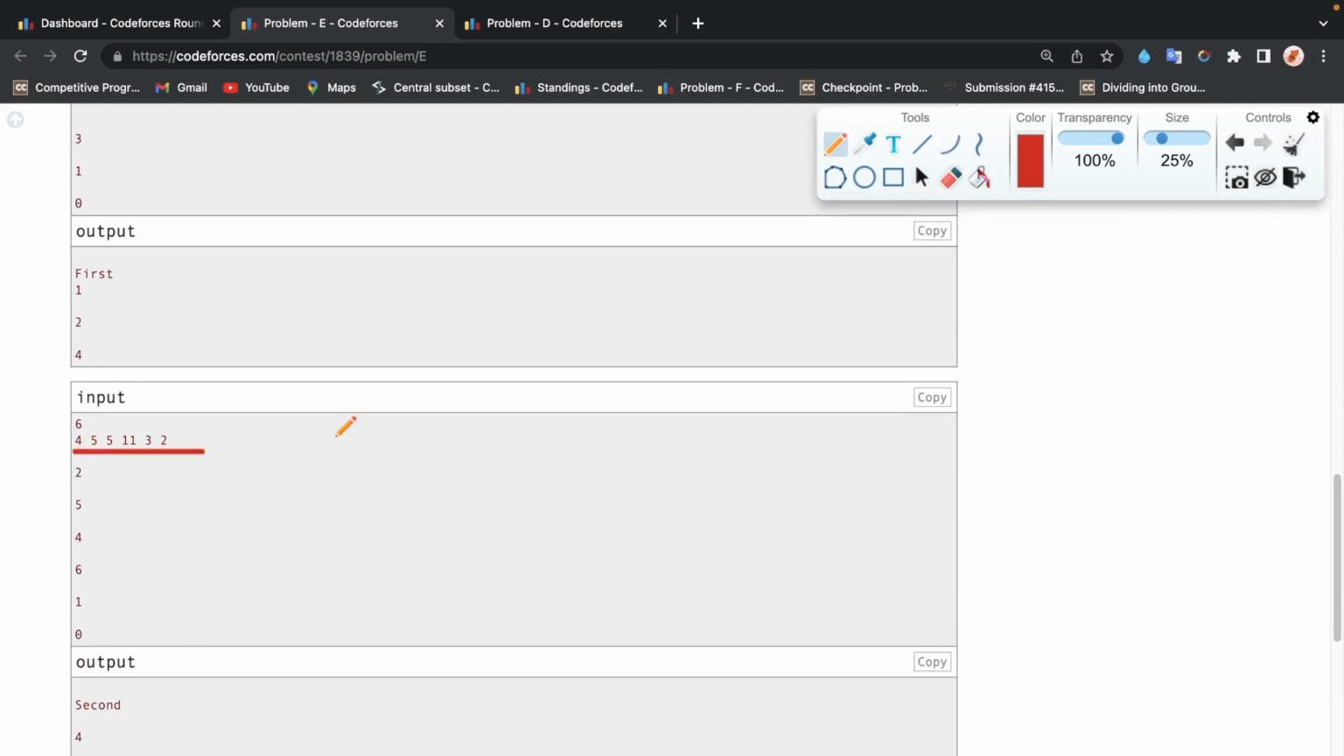Here, how can I ensure that the second player wins? Say the first player chooses 11. The second player can choose 4. Then I get 5, 5, 7, 3, 2. This is 3. Then choose 5.